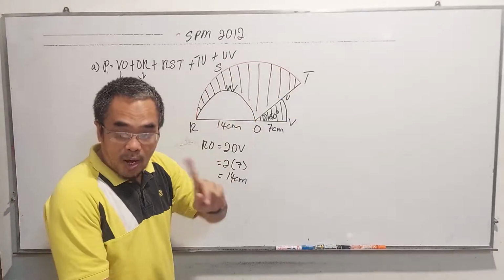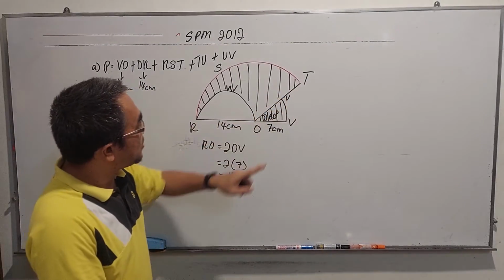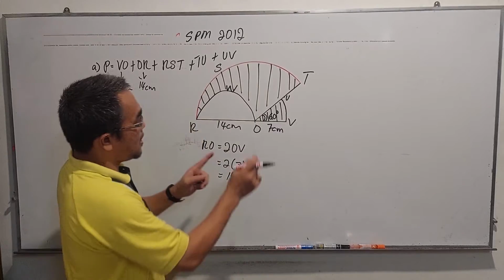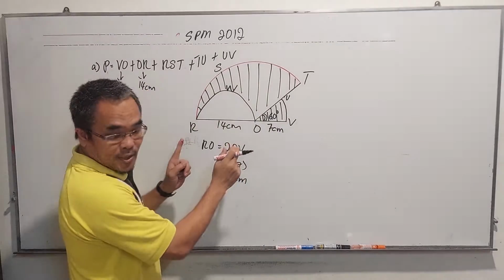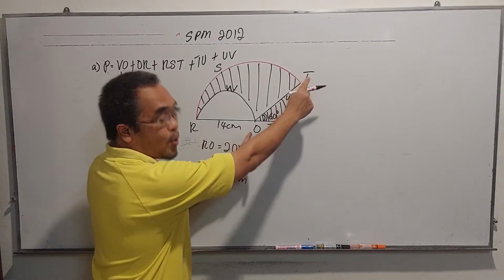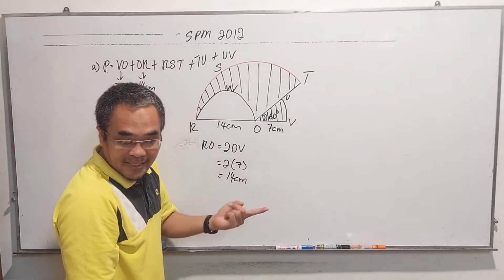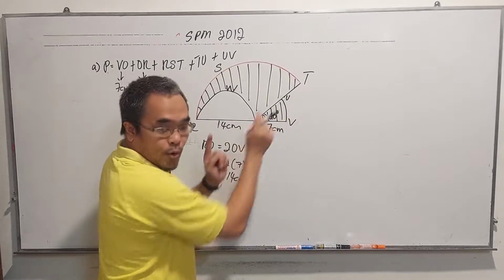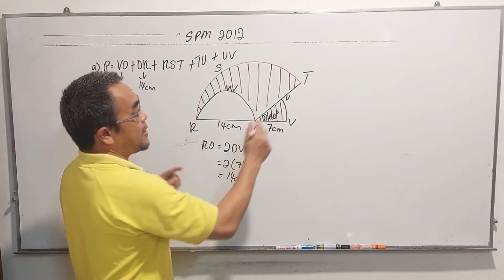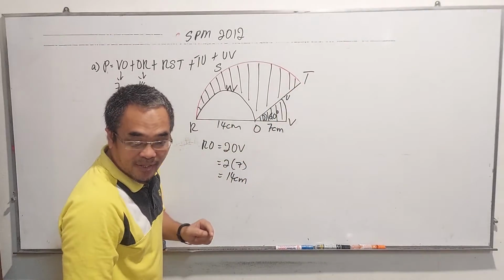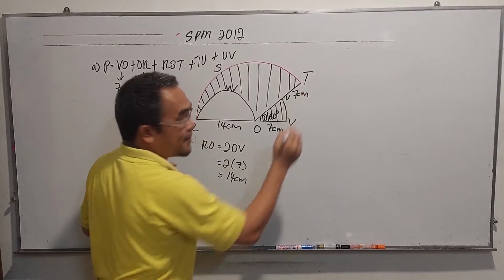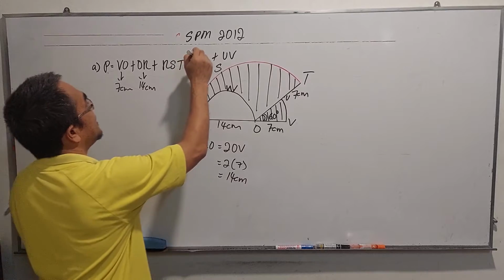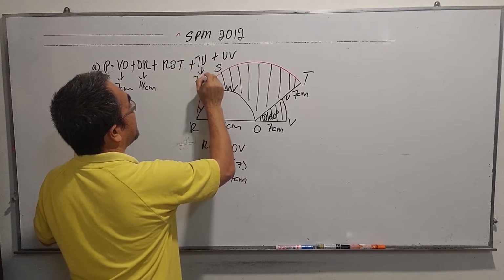RST is an arc. You have to use a formula. For TU, you have to understand OR and OT are the same length, 14 centimeter. And then OV and OU are the same length. So here will be 14 minus 7, so here is 7 centimeter. So TU is 7 centimeter.